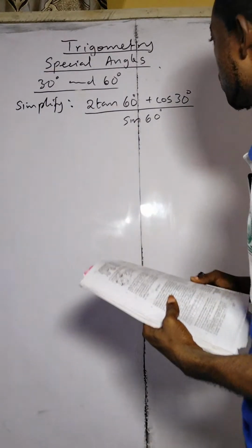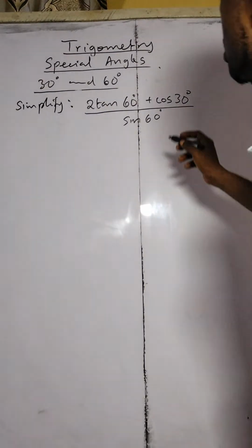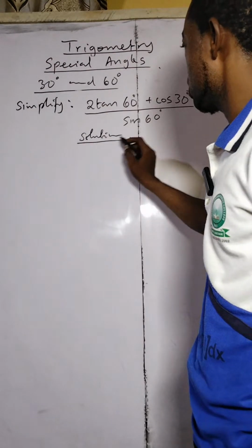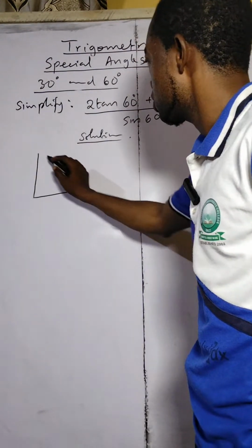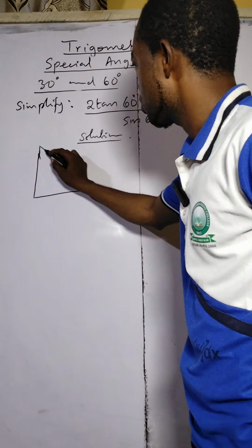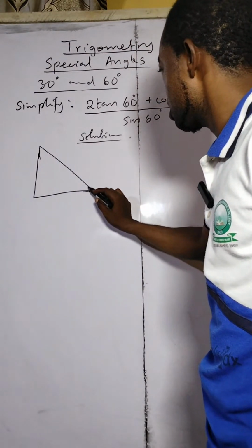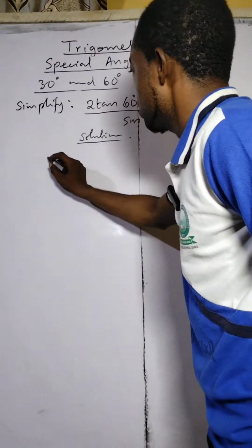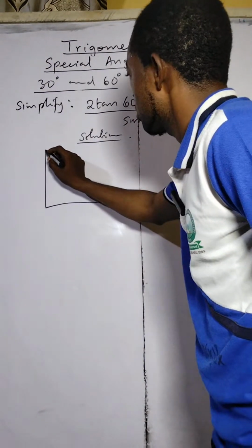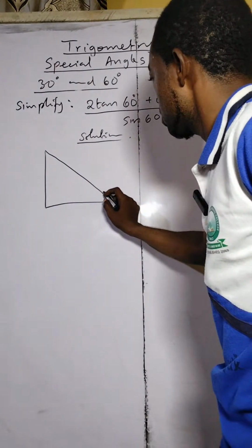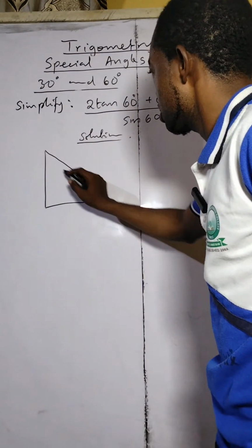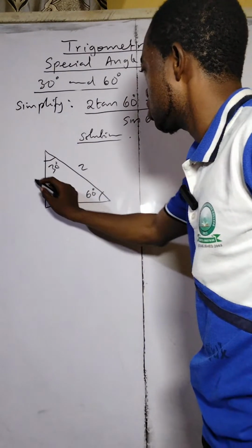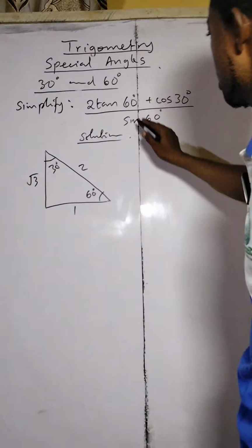Without the use of mathematical table or calculator. Solution: all we need to know is the special triangle that we have. So we can draw the triangle for 60 and 30. Let's label this as 60, this as 30, this as 2, this as 1, this as root 3. So what we need here, we can state it out.